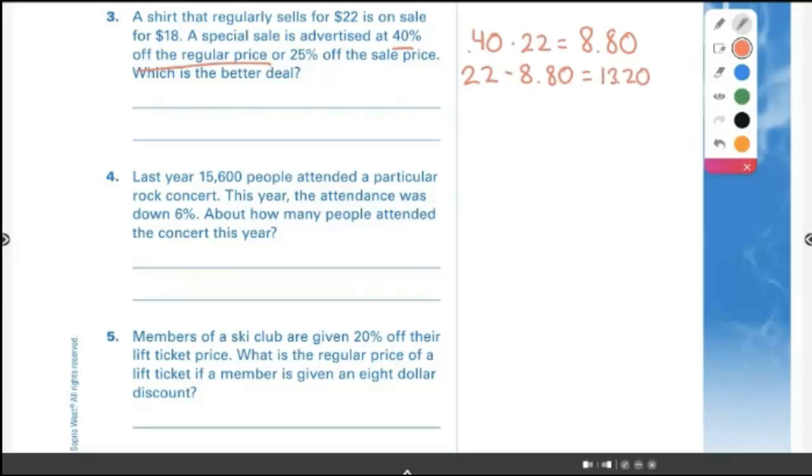Okay, so that's if we did the first one, 40% off the regular price. The next one is 25% off the sale price. So we do 0.25 times our sale price of 18, and what do we get? Okay, 4.50. That's our discount, and so we take 18 minus 4.50.